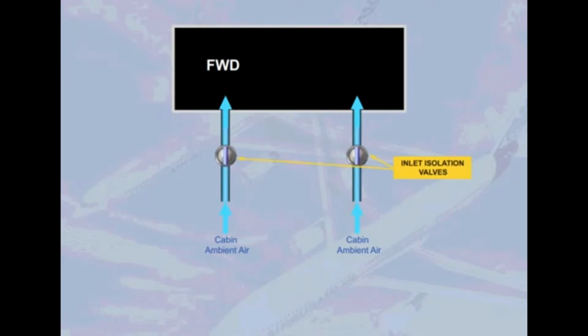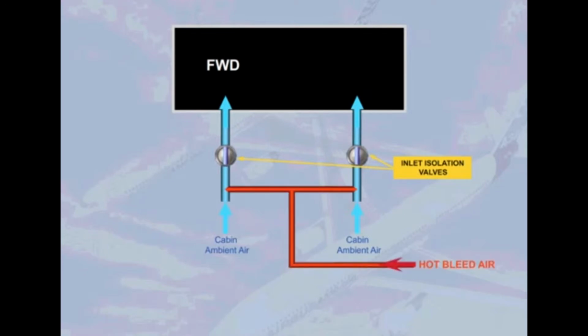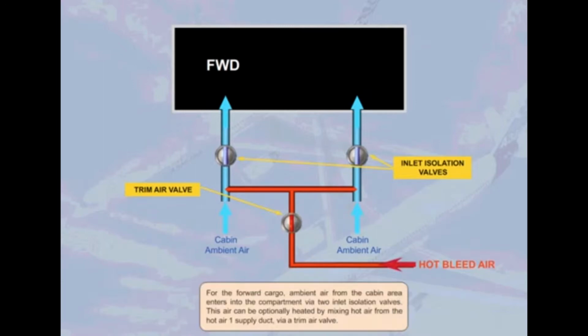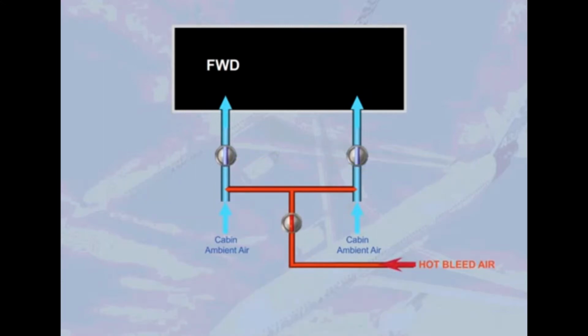For the forward cargo, ambient air from the cabin area enters the compartment via 2 inlet isolation valves. This air can be optionally heated by mixing hot air from the hot air 1 supply duct via a trim air valve. Also, this air can be optionally mixed with cold air from Pack 2 via a cold air valve. Note: if the cooling is operated below 20,000 feet, the Pack 2 outlet temperature is limited to 5 degrees Celsius to avoid ice accretion on the cold air valve.